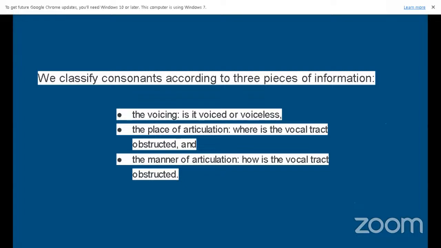Okay, now please focus on consonant sounds. How do we classify consonant sounds? Please concentrate. How are they classified? Whether they are voiced or voiceless, the place of articulation, and the manner of articulation. These are the three parameters according to which consonants are classified.